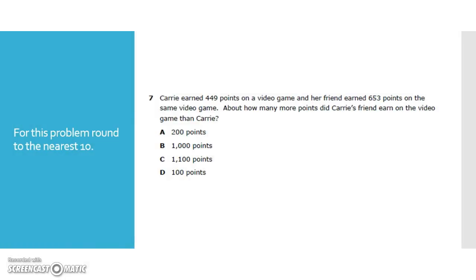For this problem, you will need to round to the nearest 10. What is 449 rounded to the nearest 10? What is 653 rounded to the nearest 10? And then how could you solve this problem? Take time now to mark your answer on your own.